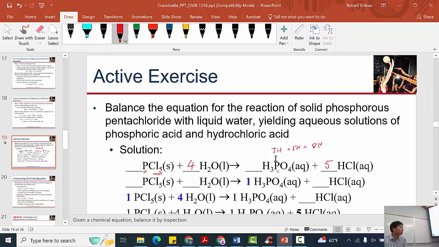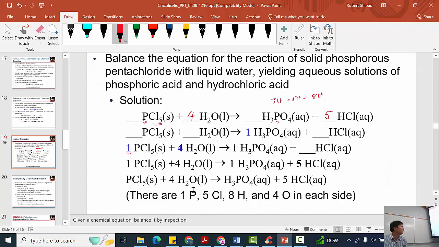Now a coefficient of 1 we don't write. They wrote the 1, but we never write 1. We just leave it blank there, and that automatically means 1. So they deleted the 1.